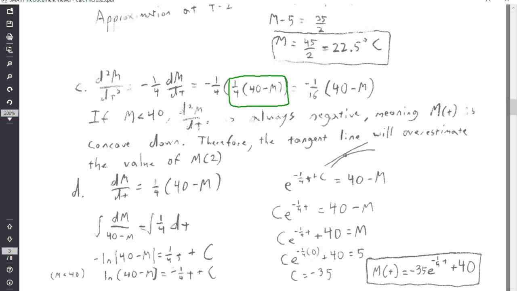Then rewrite it with e to the negative 1/4 t plus c. And then remember, I can rewrite that as e to the c times e to the negative 1/4 t, and e to a constant is a constant. So finally, subtract 40, divide by negative 1. Now that m is by itself, I'm going to plug in my point, 0 for t and 5 for m, and solve for c, which gives me my final equation.